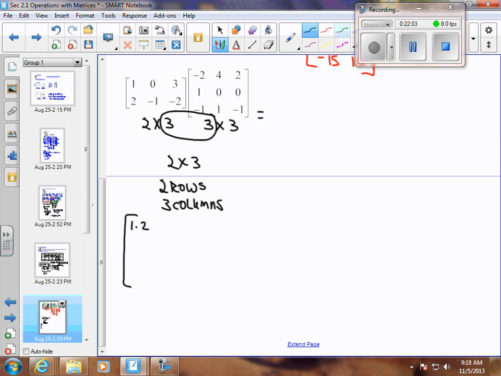One times negative 2 plus 0 times 1 plus 3 times negative 1. That's the first row times the first column. First row times the second column: 1 times 4 plus 0 times 0 plus 3 times 1. And then the first row times the third column.